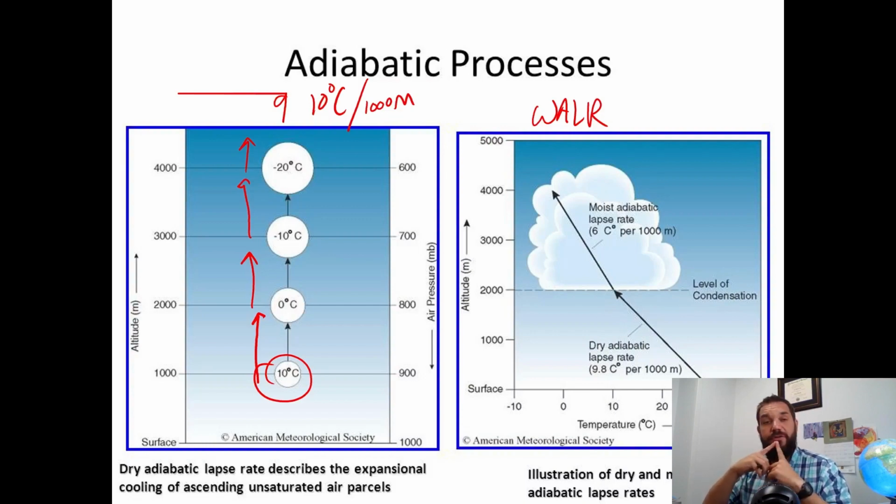What's the value of the dry adiabatic lapse rate? 10 degrees Celsius per 1,000 meters. The wet adiabatic lapse rate is a range. It's between 5 and 10 per 1,000 meters. Why does the adiabatic lapse rate change when condensation begins?